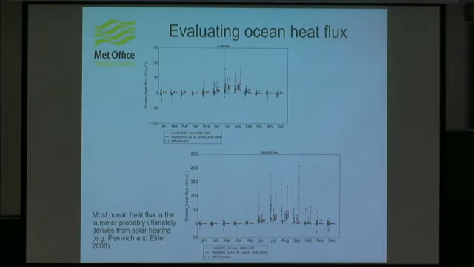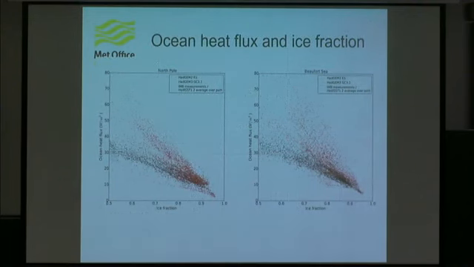It's been found by various studies that high ocean heat fluxes in the summer usually ultimately derive from solar heating, which of course happens where you have low ice fractions. So this suggests that looking at the relationship between ice fraction and ocean heat flux would be quite useful. And you can see in the models there's quite a strong relationship, with HadGEM3 perhaps rising rather more quickly as the ice fraction drops off.